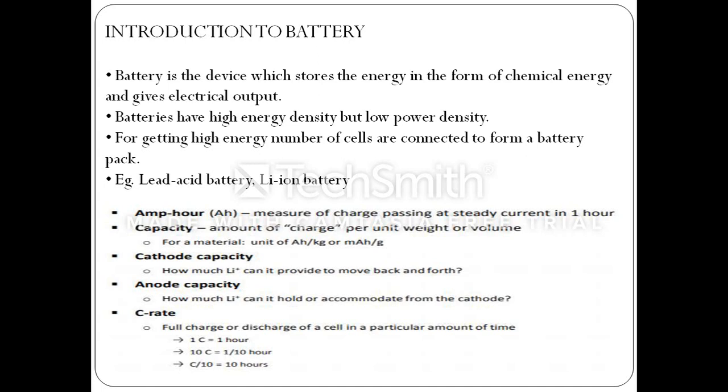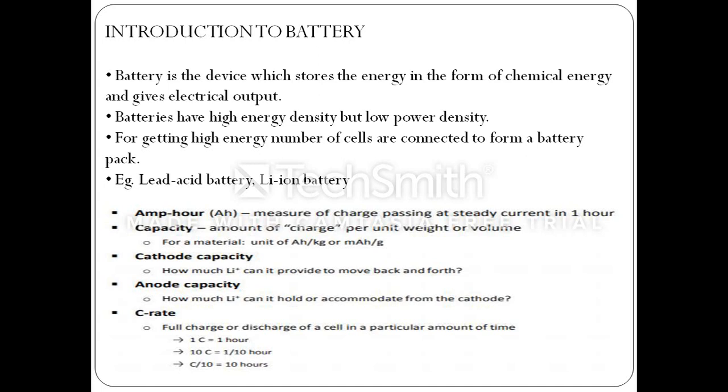Now batteries have high energy density but low power density. And for getting a high energy, a number of cells are connected to form a battery pack. Examples of batteries are the lead acid battery and the lithium ion battery, or Li-ion battery. Now the rating of a battery is measured in ampere hour.